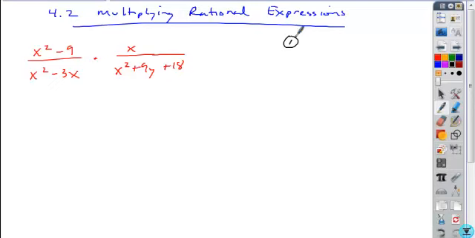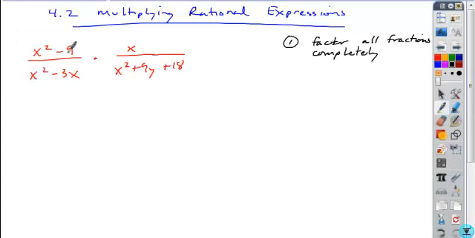The first step when you're multiplying rational expressions is you're going to factor everything completely. And so you're going to factor the numerator and denominator of every single fraction involved in the operation. So in this case, multiplication.